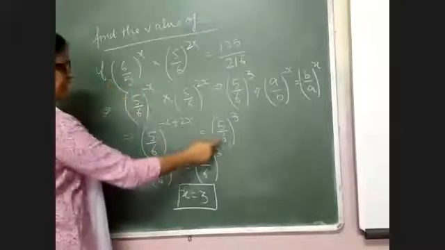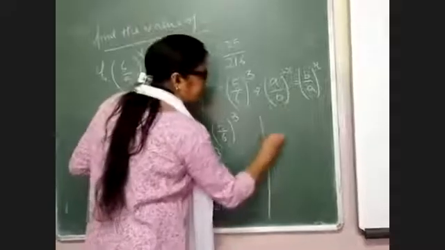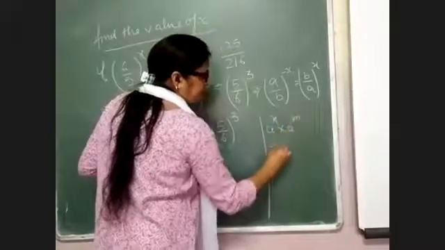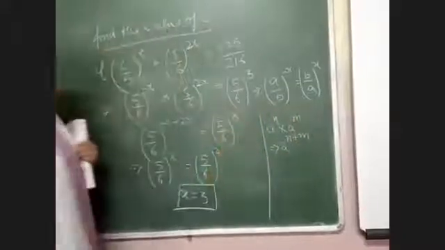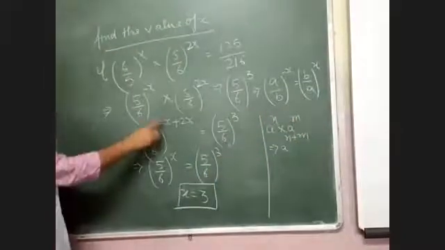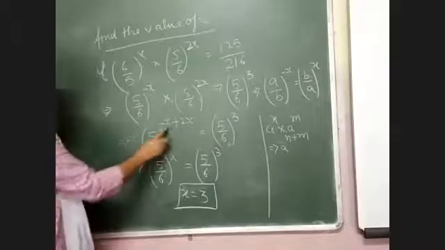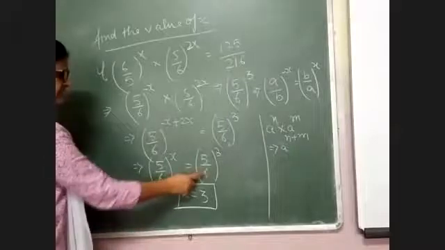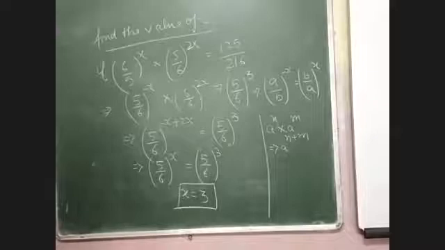So now the bases are equal. First, here the multiply sign is given. Which rule is applied? a raised to the power n into a raised to the power m is equal to a raised to the power n plus m. So we add these two powers: minus x plus 2x is equal to x. Now the bases are equal, and the powers are also equal.